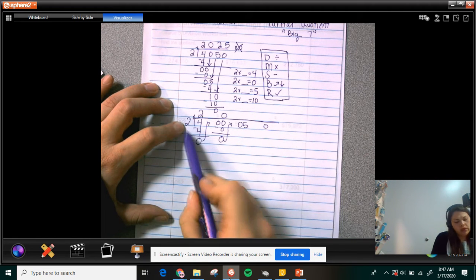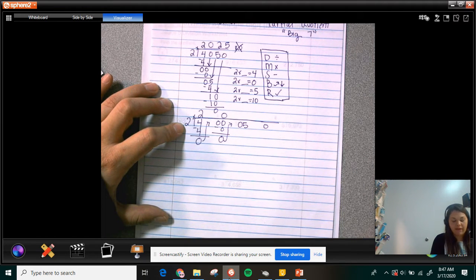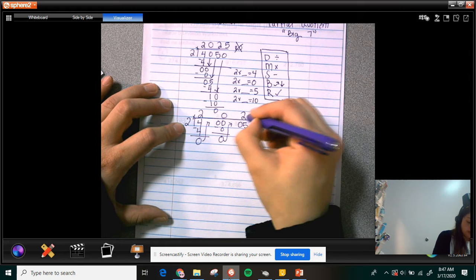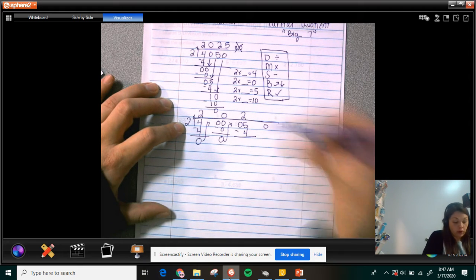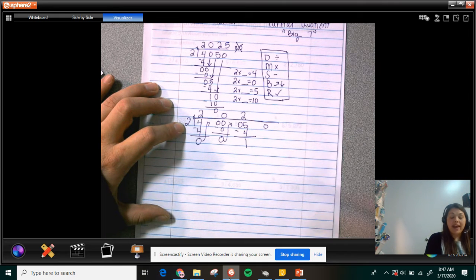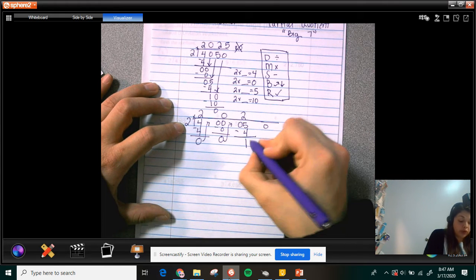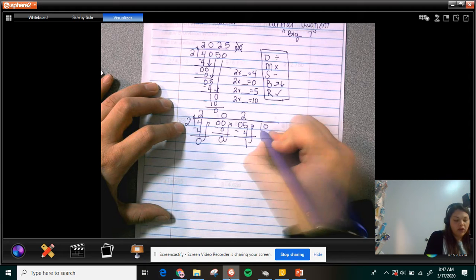And 2, how many times can 2 go into 5? Well, I know 2 times 2 is 4. I'm going to subtract that. And when I subtract, I get 1. And now I have to do the next step, which is bringing it over. So now I have 10.